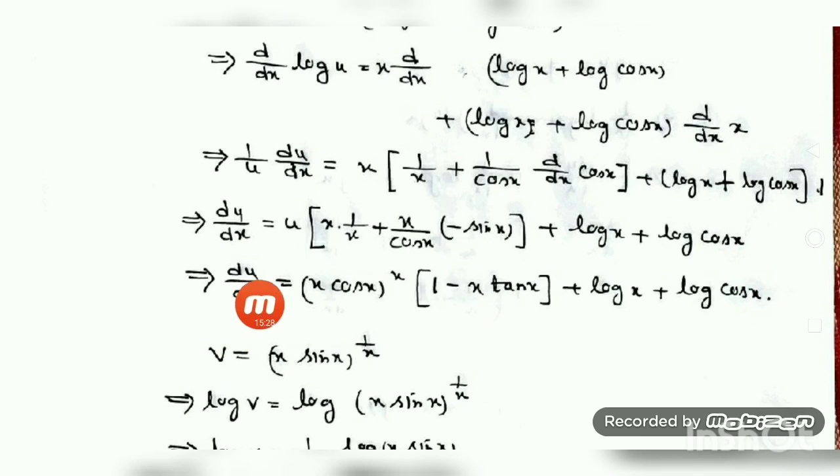After this I substitute the value of u, which is (x cos x)^x. The x cancels out to 1, plus times minus is minus, and sin x by cos x is tan x, so we get 1 − x tan x plus this expression. Okay, so this is your du/dx.